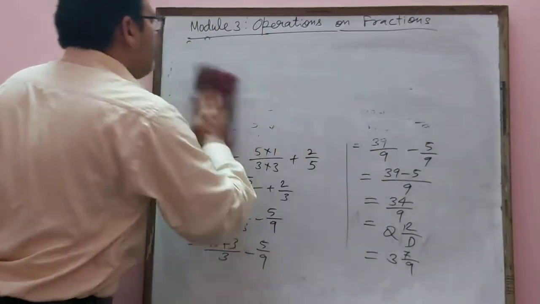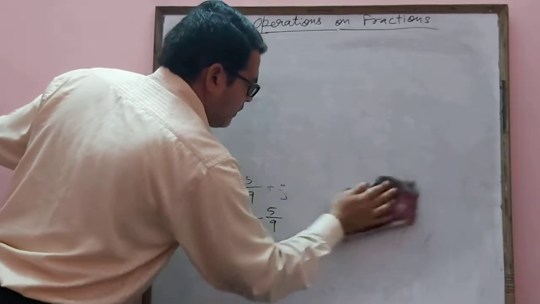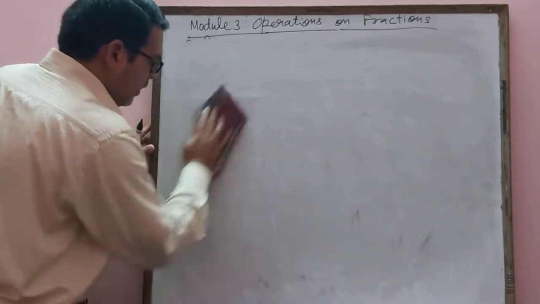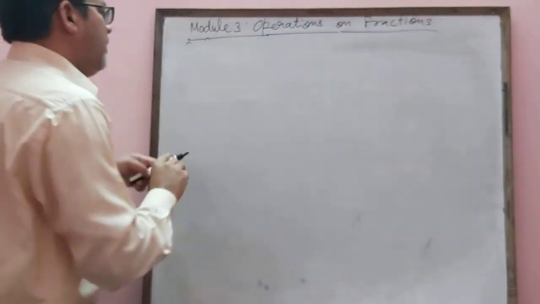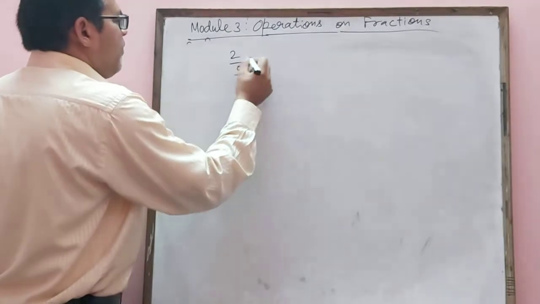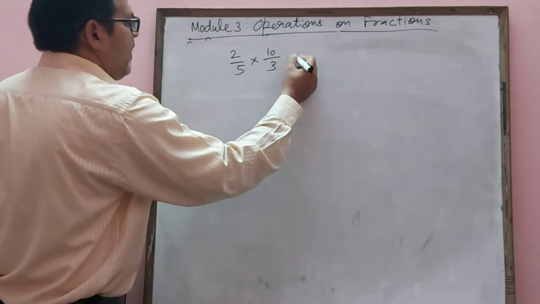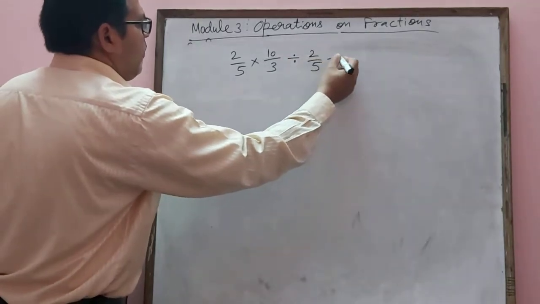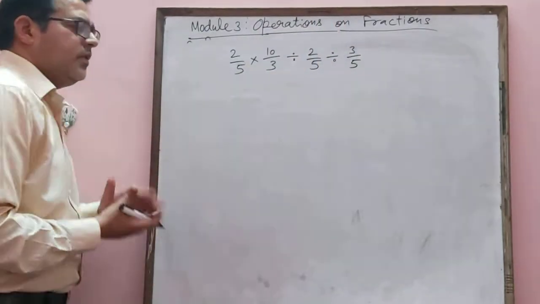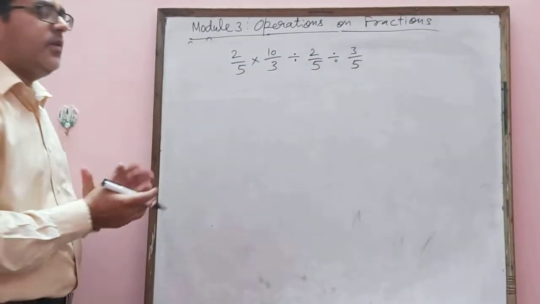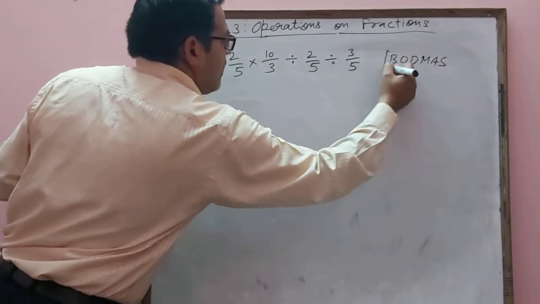These are very, very important operations. You must know how we can solve these. One more example here I am taking: 2 by 5 we are multiplying with 10 by 3, then we are dividing it by 3 by 5. How we can solve it? First you have to write here BODMAS. You must know what is BODMAS.